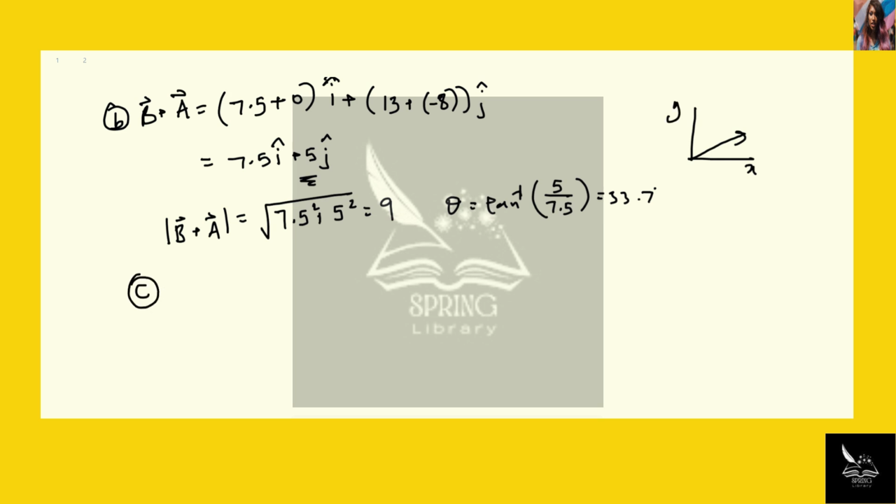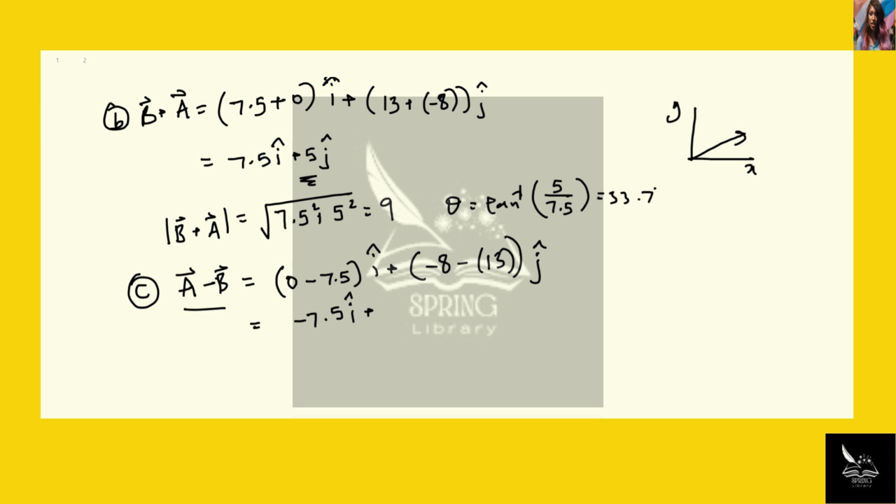Now, for part C, we need to find A minus B. Now we do the same thing again. We subtract the individual components this time. So we know that the x component of A is 0 and the x component of B is 7.5, so we subtract that from 0. And the j component of A was minus 8 and the j component of B was 13, so we subtract that and we get minus 7.5 i cap plus minus 21 j cap.